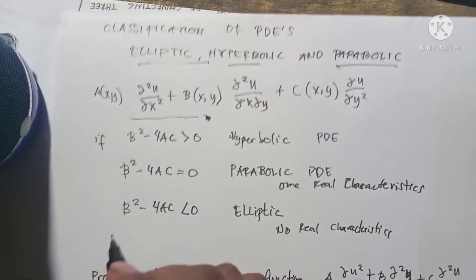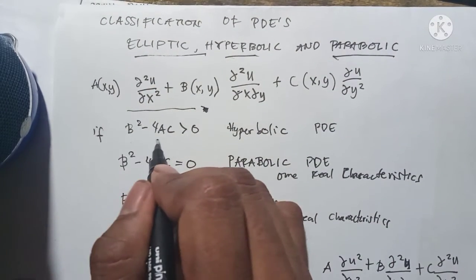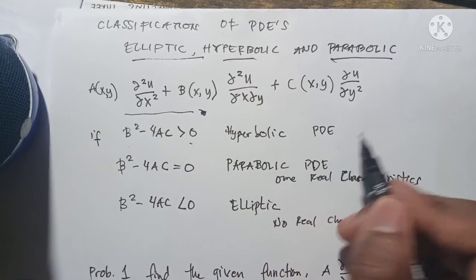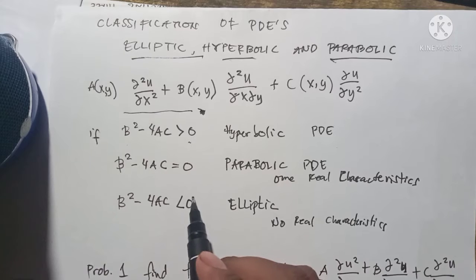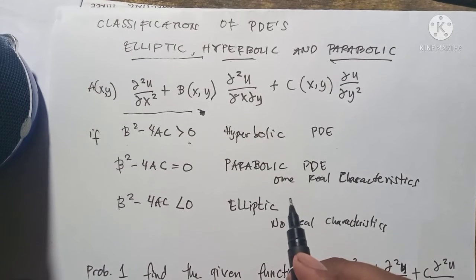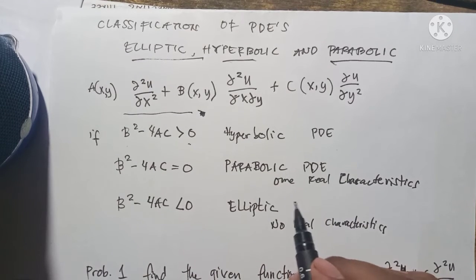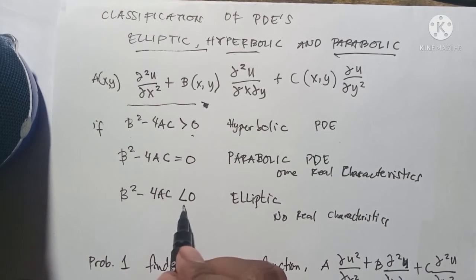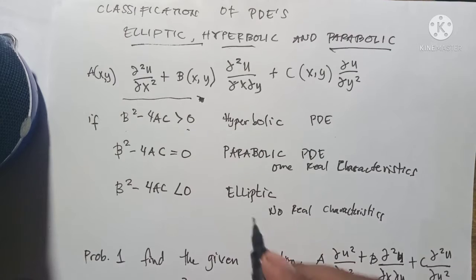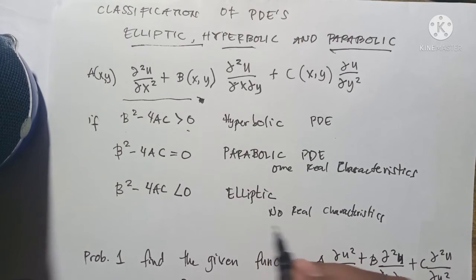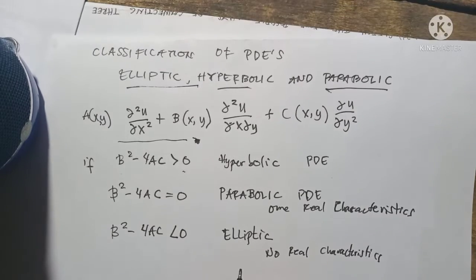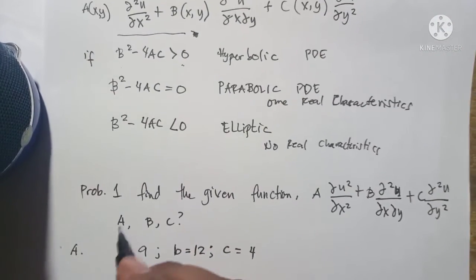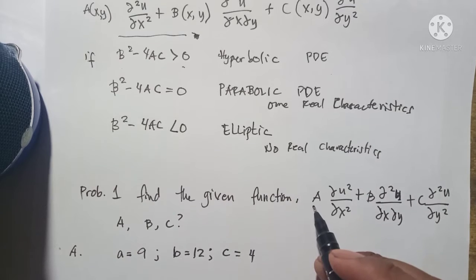And if b squared minus 4ac is greater than 0, this is a hyperbolic PDE. When b squared minus 4ac is equal to 0, this is called a parabolic PDE, or one real characteristic. And when b squared minus 4ac is less than 0, this is called elliptic, which is no real characteristics.